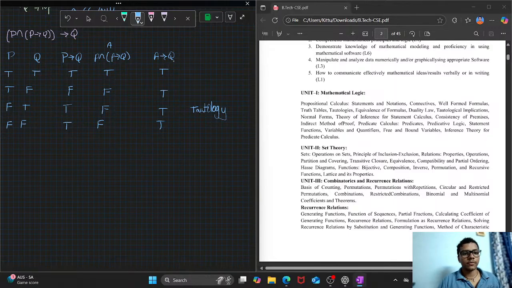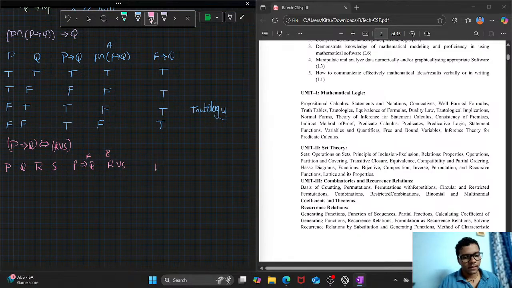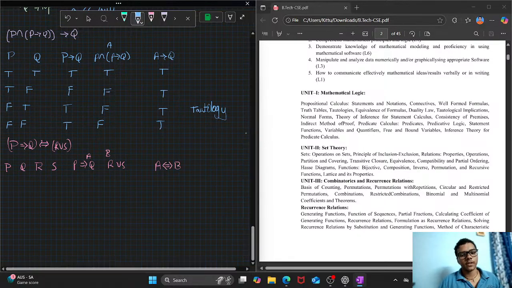And let's do a four variable one actually. P implies Q biimplies R or S. So the columns are pretty simple. First you got to do P, Q, R and S. It's four variable, right? And then you can do P implies Q, and then you can do R or S, and then you can do, let's call this A, and let's call this B, and then A biimplies B. And this is going to be a pretty long one, but try to solve this.